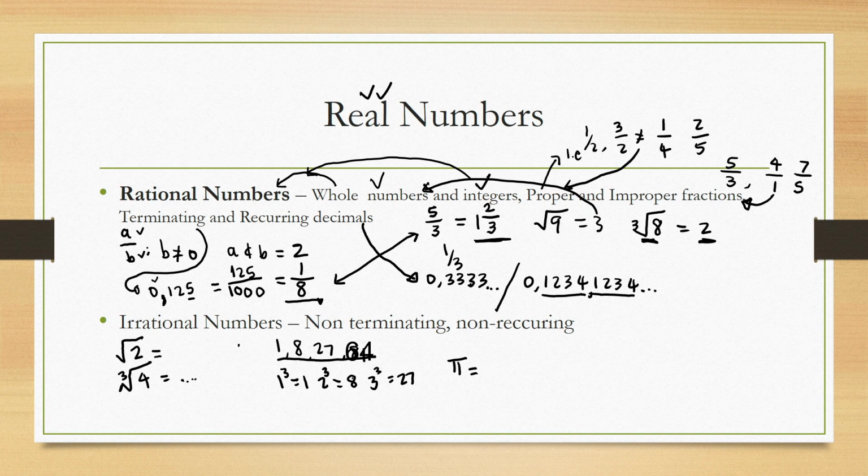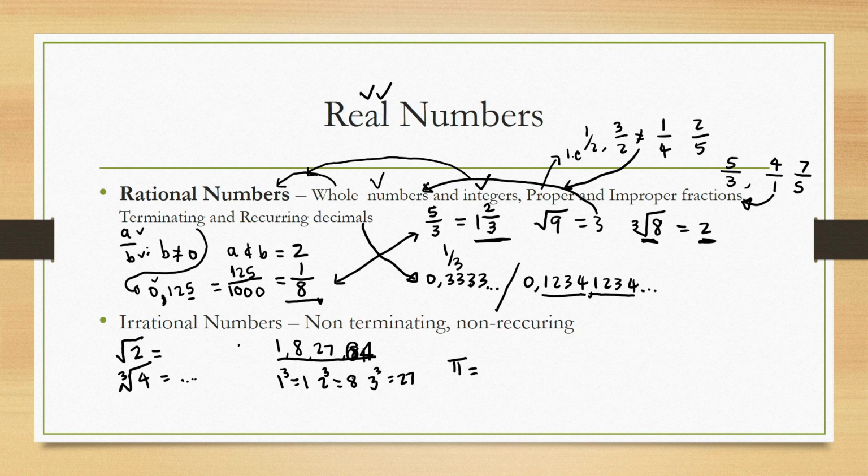And under rational numbers, you must know that rational numbers are made up of whole numbers, integers, proper and improper fractions, terminating and recurring decimals, and so forth. So guys, that brings me to the end of this lesson.